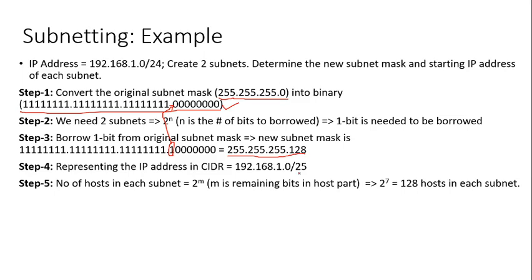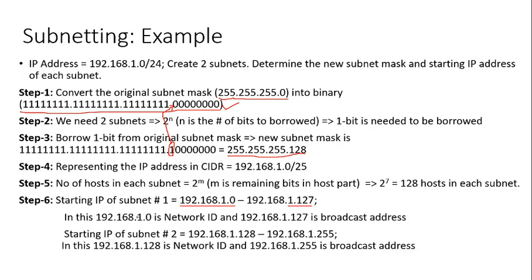Now we have to determine how many hosts will be in each subnet. There are the remaining 7 bits in the host part, so the formula is 2 raised to power m, which means 128 hosts are in each subnet. The starting IP address of subnet 1 will be 192.168.1.0 to 192.168.1.127. In this case, 1.0 is the network ID and 1.127 is the broadcast address. So these addresses will not be used for hosts, but will be used to represent the network part and the broadcast address. Similarly, subnet number 2 will have the starting address 192.168.1.128, where 128 represents the network ID and 255 represents the broadcast address.